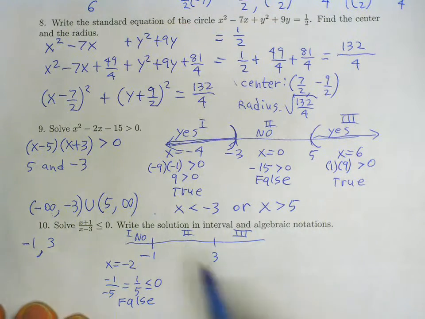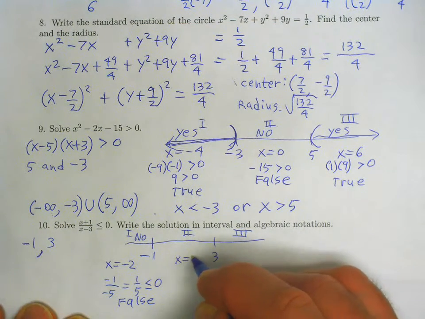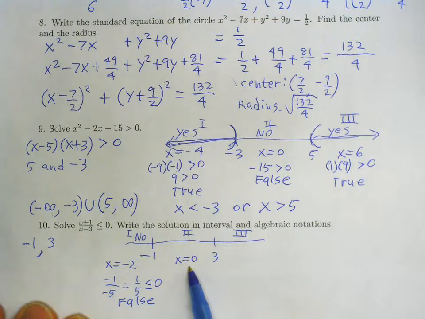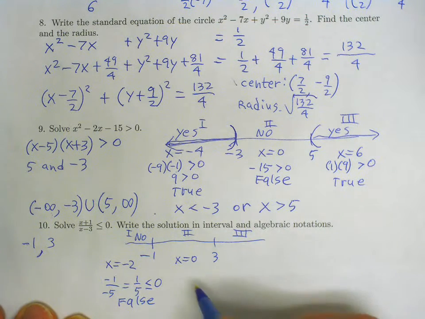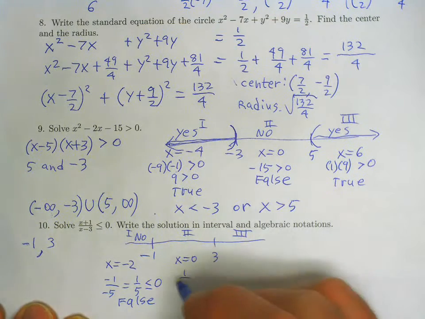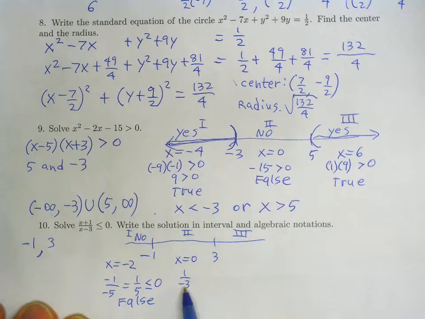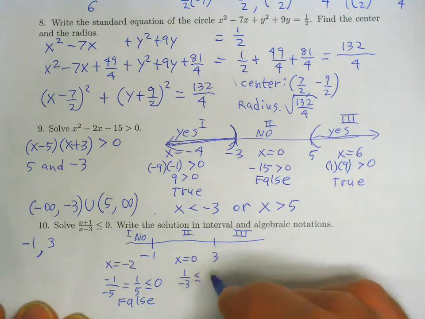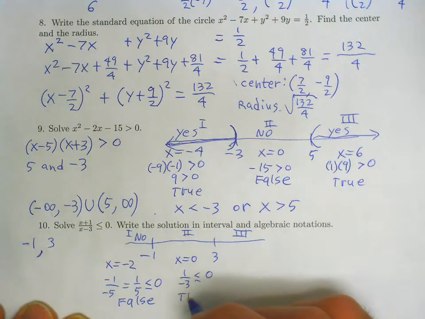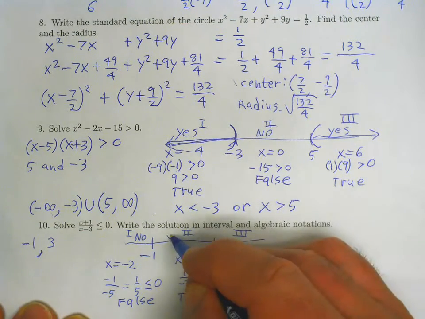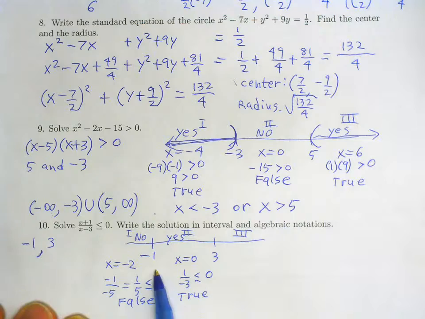In the middle interval, I'll pick 0. Replace every x with 0. In the numerator, 0 plus 1 is 1. In the denominator, 0 minus 3 is negative 3. This is a negative number. A negative number less than or equal to 0, that's true. So the numbers between negative 1 and 3 are solutions.